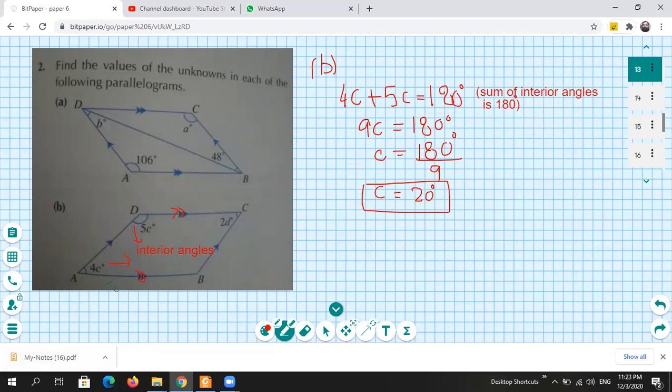Now, angle at A and angle at C are equal because we have studied that opposite angles of a parallelogram are equal. So angle A will be equal to angle C, or 4C equal to 2D. And we know the value of C now. 4 into C means 4 into 20 degrees equal to 2D. So 4 into 20, 80 degrees, and this 2 will divide 80, so it is equal to D. So D will be equal to 40 degrees.